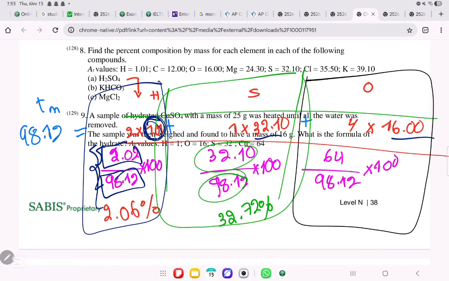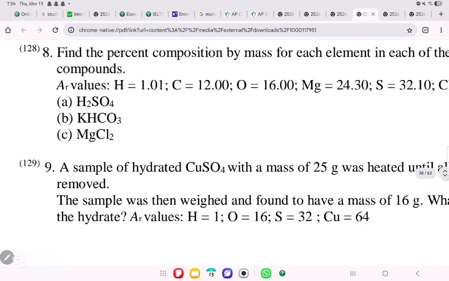Last but not least, for oxygen, it's 64.00. Please don't forget significant figures. I'm doing that a lot. It will cost me, and if you do it in the exam, it will cost you a lot of marks. 64.00 over 98.12 times 100. What's the smallest significant figure? It's 4. That means my final answer is 65.23%. Okay, so that's it for the first part. For part B, what does it say?